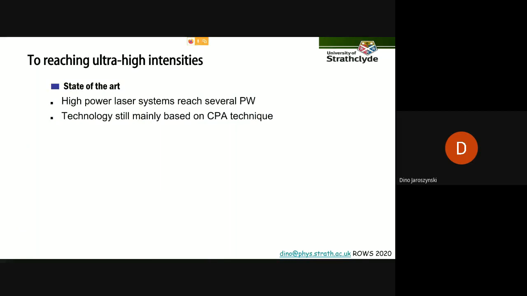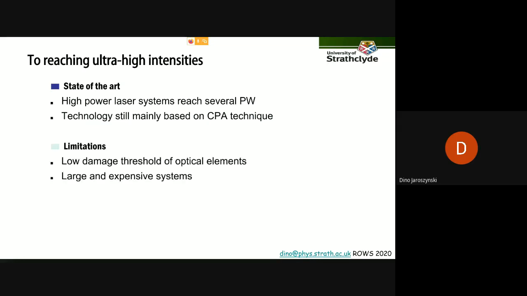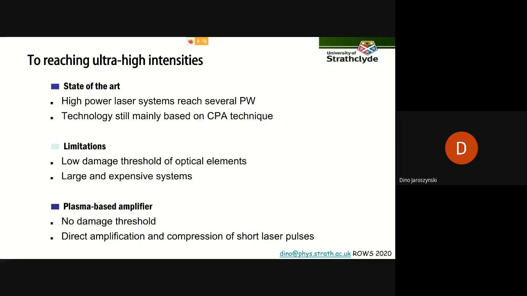So high power lasers now are reaching peak powers of up to petawatts, 10 petawatts, the highest power at the moment. And the conventional technology is still based on the chirped pulse amplification technique, which has, as I mentioned to you, the limitation of damaging the optics. So the optics has to be very large and very expensive. These lasers are extremely expensive.